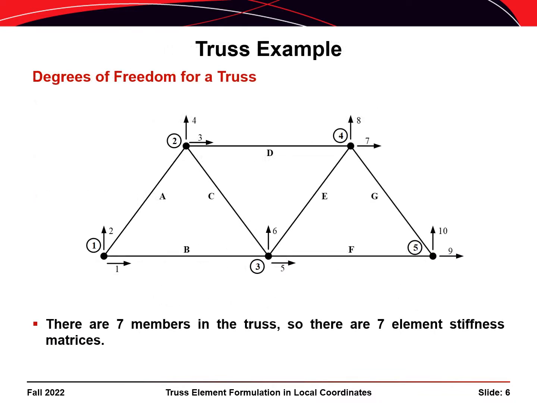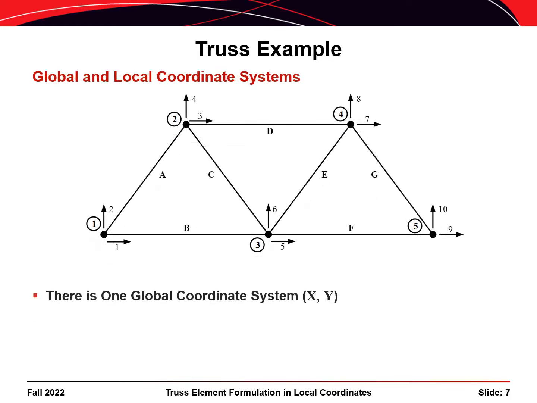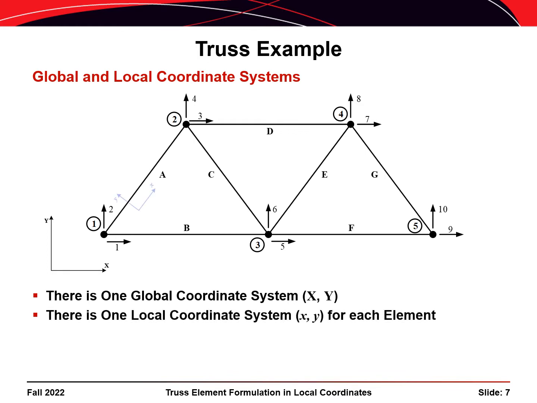For the truss that we have been considering throughout the first two analysis presentations, there are 5 nodes for a total of 10 degrees of freedom, and 7 members, resulting in 7 element or member stiffness matrices. Each structural model has one global coordinate system, as shown here, where the x-axis is horizontal and positive to the right, and the y-axis is vertical and positive upward. In addition to the global coordinate system, each of the elements, and sometimes each of the nodes that make up our model, have their own local coordinate system as well.